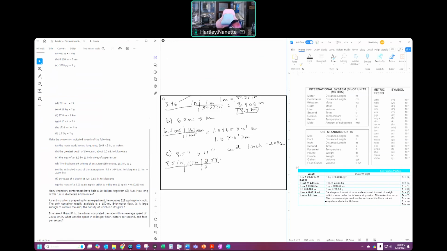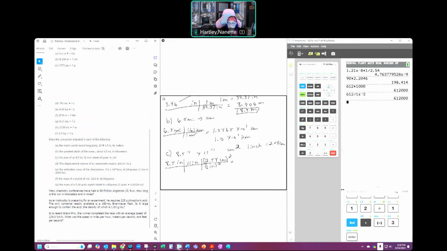I want the centimeters on the top. So 2.54 centimeters here and 1 inch here. But I don't want just 1 inch. I need to have inch squared. So that means I need to square both the inch on the bottom and the thing on the top. So I need to square that whole unit to do that. So I need to make sure that I'm multiplying 8.5 times 11 times 2.54 squared. Okay, so I'm going to show you how I enter that on my calculator, just so we're making sure we're talking about the same thing.